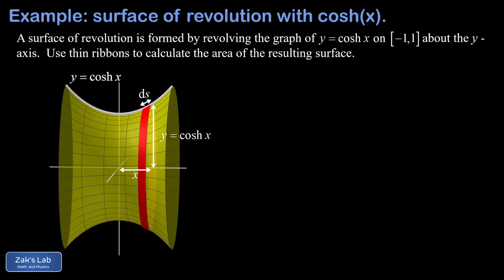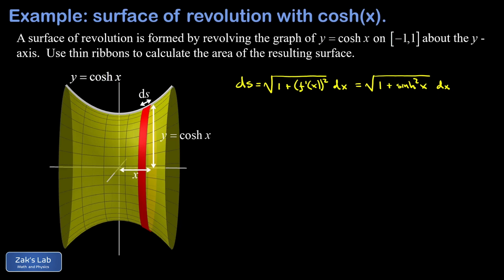Finally, the thickness of the ribbon is given by a small increment of arc that we call ds. And we recall that an arc length increment of ds is given by the square root of 1 plus the derivative of the function we're looking at, which I'm going to call f prime of x, squared, times dx. So in this case, that's the square root of 1 plus sinh squared of x, where sinh is the derivative of the cosh function, and that's the hyperbolic sine function.